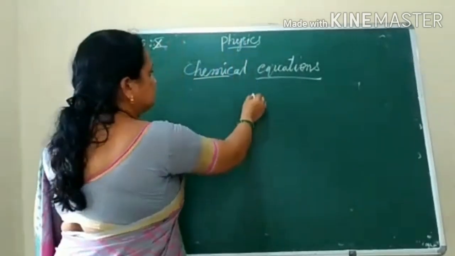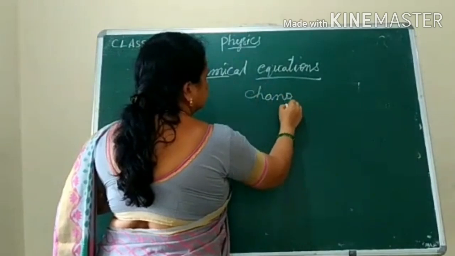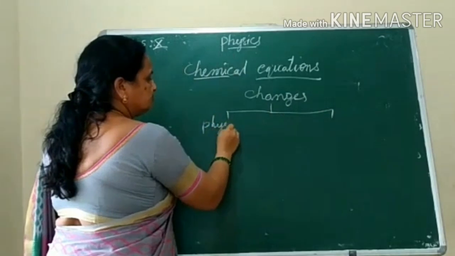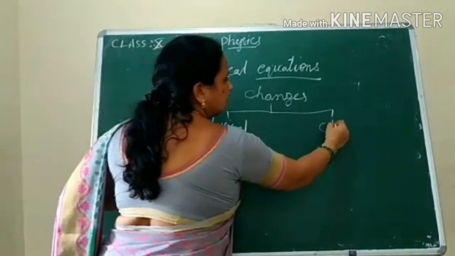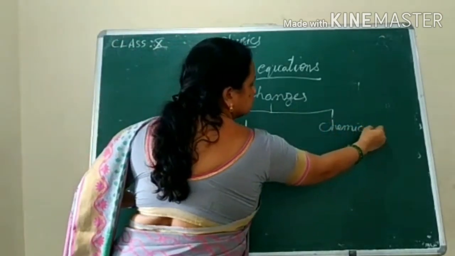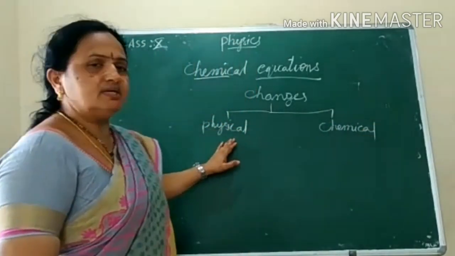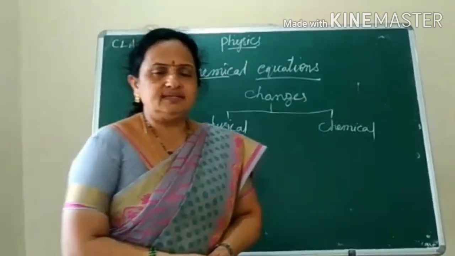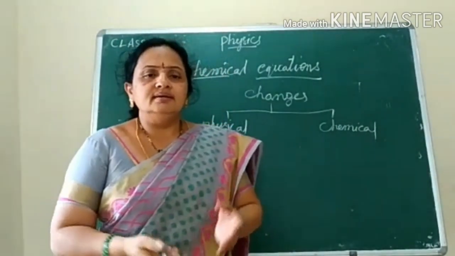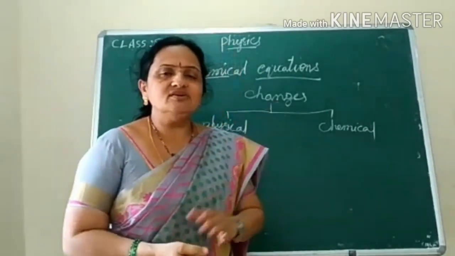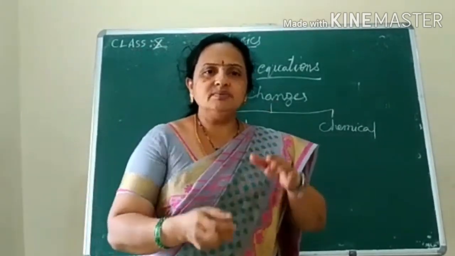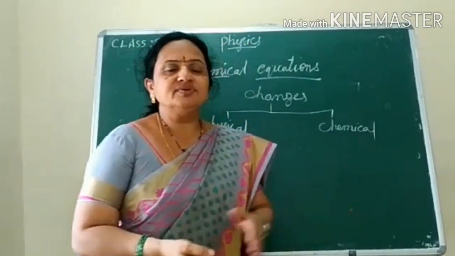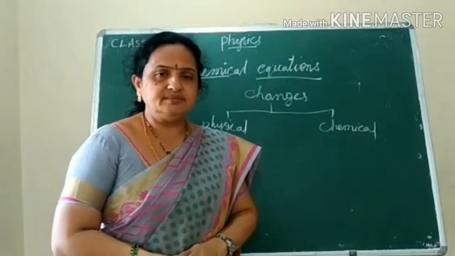Changes are of two types: physical change and chemical change. Physical means we can observe it by seeing. For example, by cutting wood, the long piece becomes too small. That is a physical change. And making furniture from wood is also a physical change.